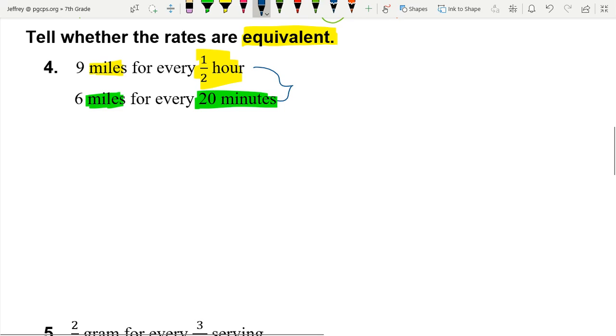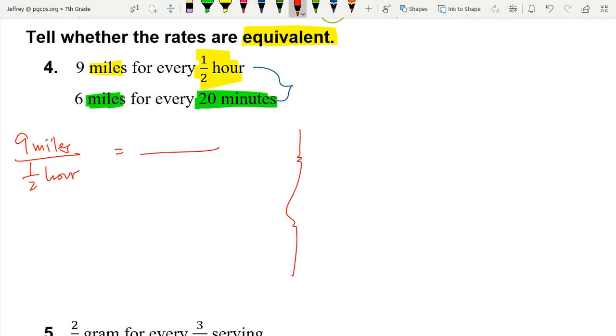So make sure you make sense of the problem. I'm going to cut this screen in half and let's solve for each unit rate. So I'll start with the 9 miles for every 1/2 hour. So how could we change 1/2 hour to 1 hour? There's two ways. Either we multiply by 2 or we divide by 1/2. For this case, it's easier to multiply by 2, right? So we multiply by 2.